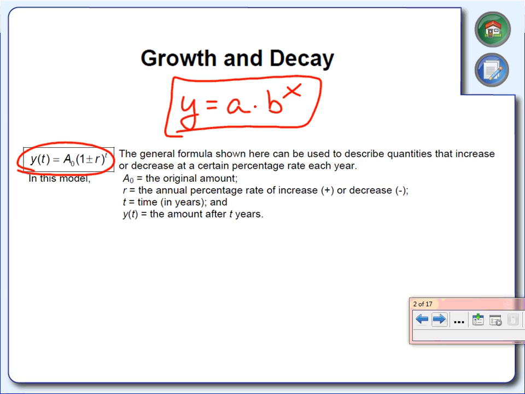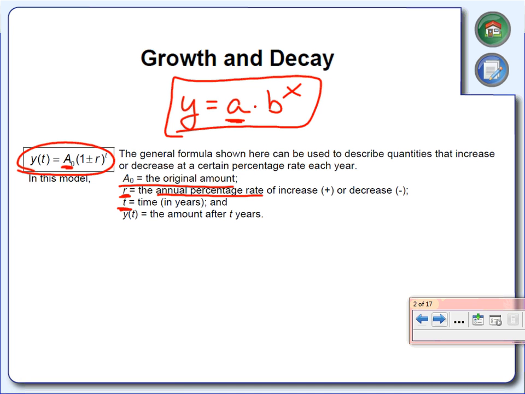Notice how this a with the little 0 represents our original amount. That's the same thing it represented on Friday, the initial amount. It's the number that we're going to see right next to 0. R is going to represent the annual percentage rate of increase, which is when we're going to do some addition, or decrease, which is when we're going to do the subtraction. t is going to represent our time in years, and y of t is going to represent the amount after t years.